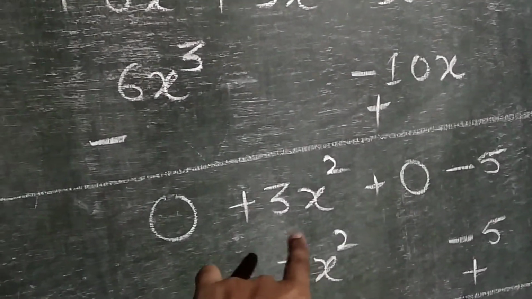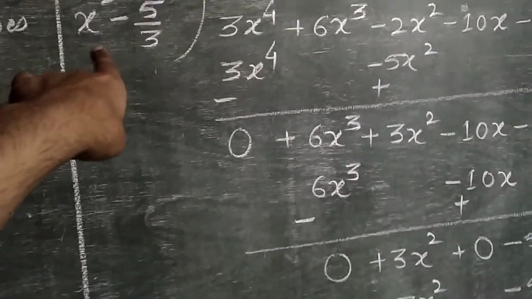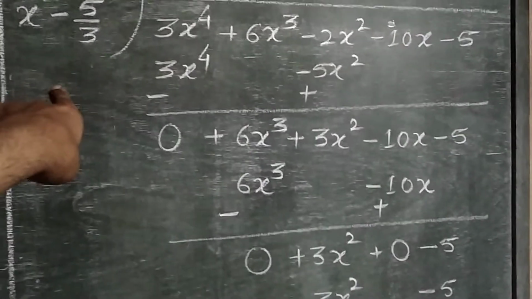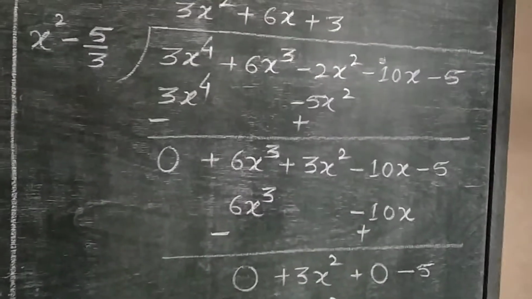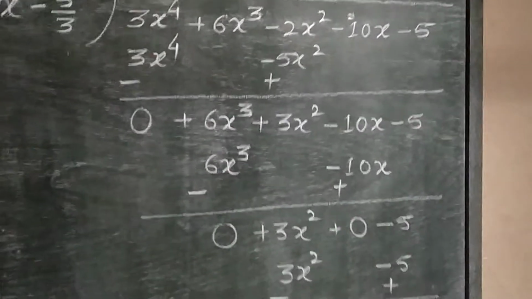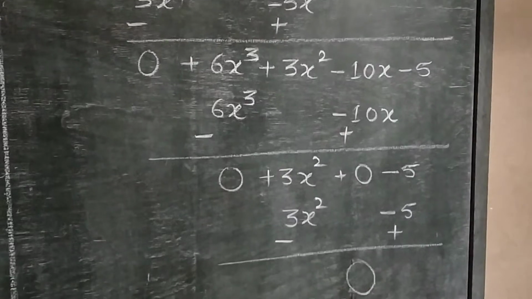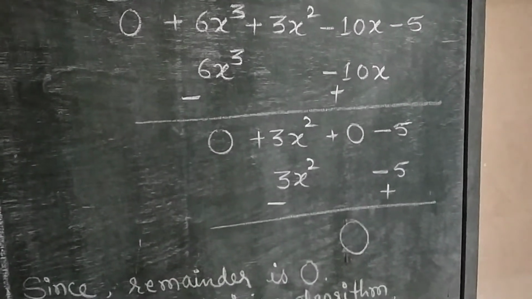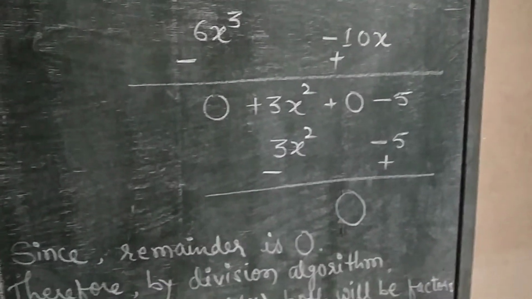So 3x square is the highest order term of the dividend, and x square is the highest order term of the divisor. So divide them. 3x square divided by x square, what will we get? We will get 3. So multiplied by all the terms of the divisor, we will get 3x square minus 5. On subtracting, the sign will change, and since all the terms are same, it will give 0.